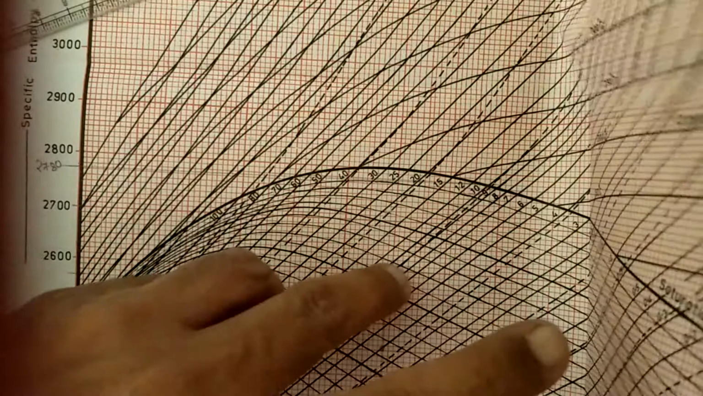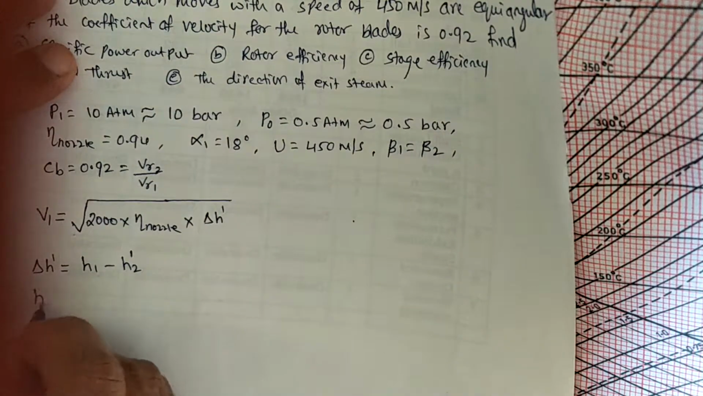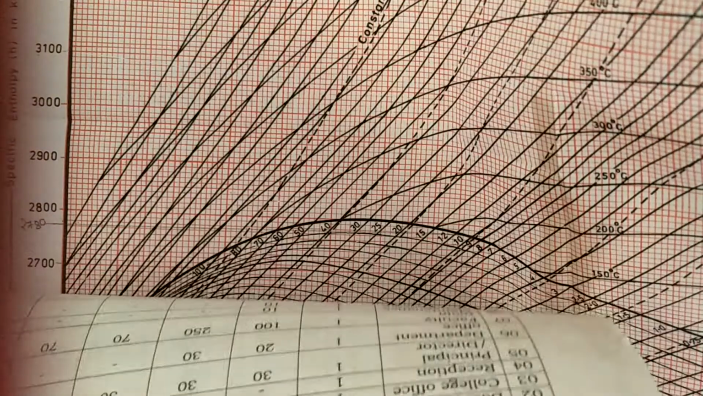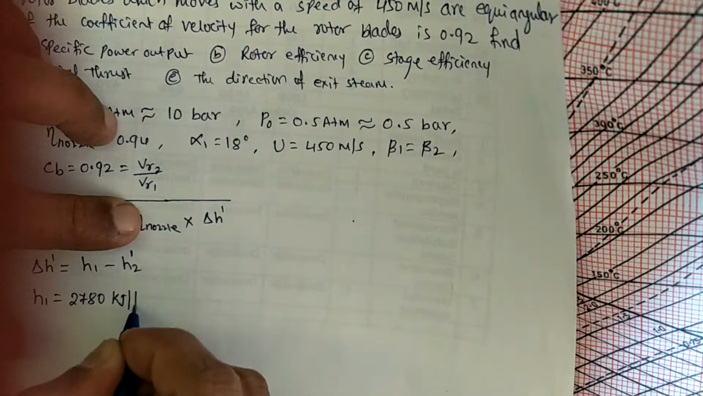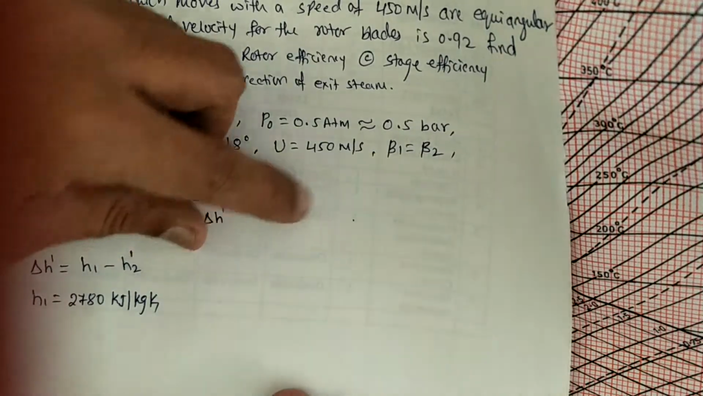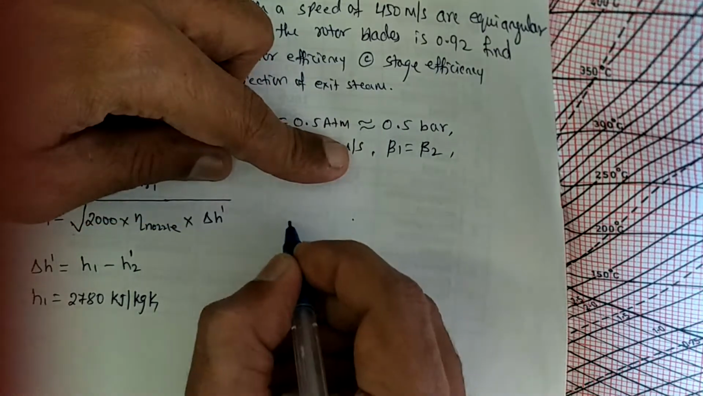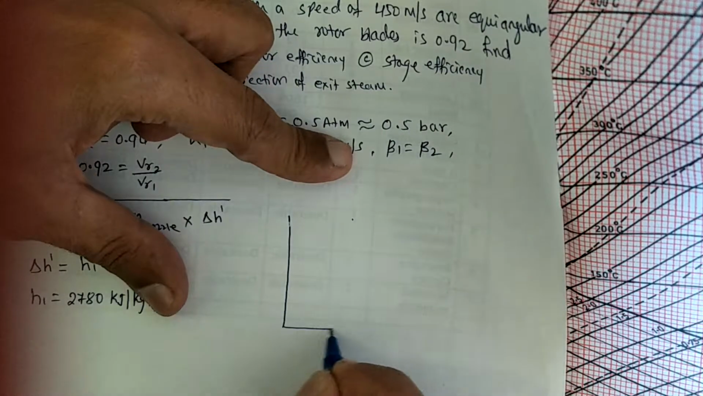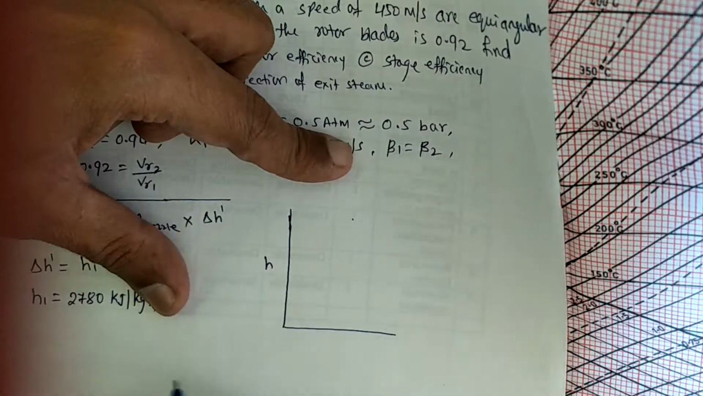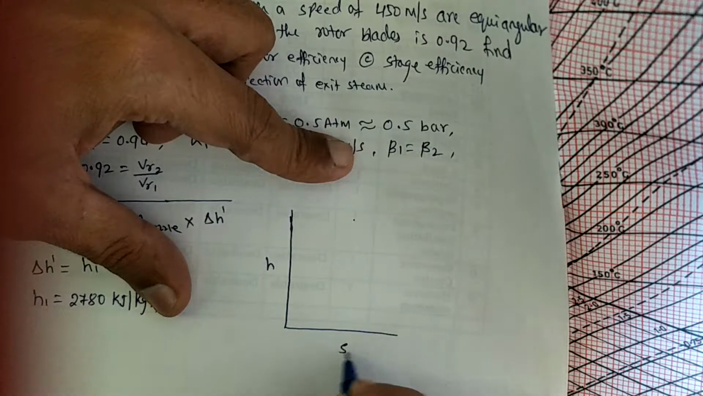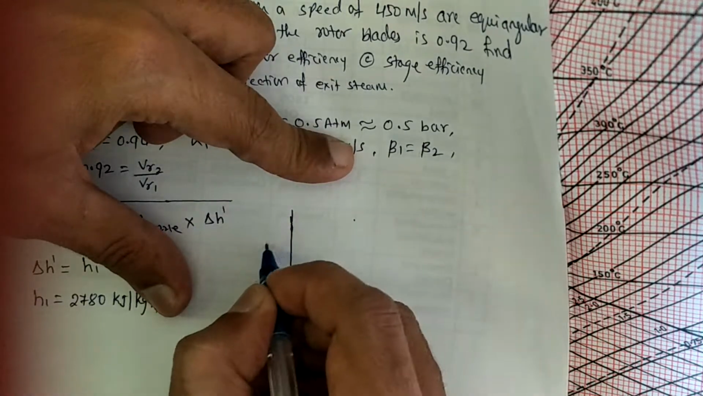Okay, so I'm going to write that value here now. We have obtained the value of H1. H1 is equal to 2780 kilojoules per kg Kelvin, right? So let me draw the Mollier diagram here so that you can understand it properly. So this is the Mollier diagram. Here it is H, enthalpy on the y-axis, and entropy on the x-axis.